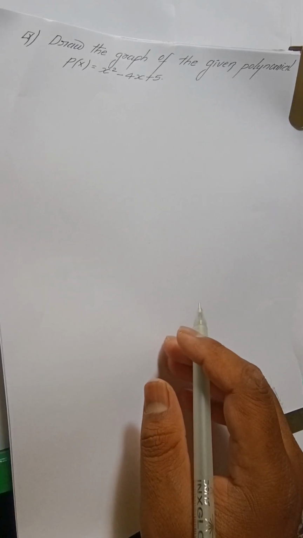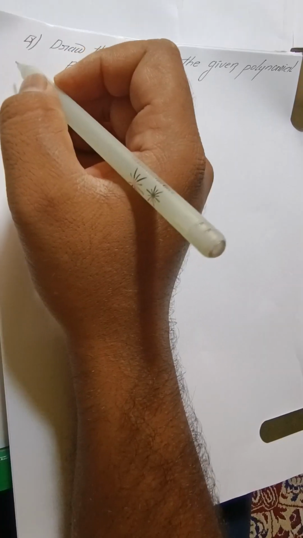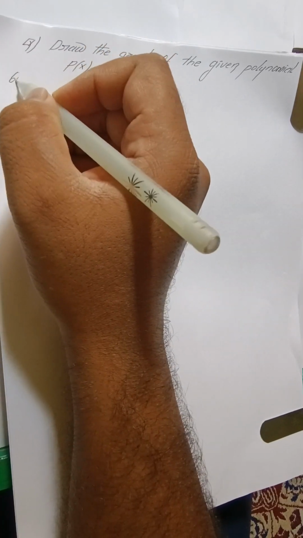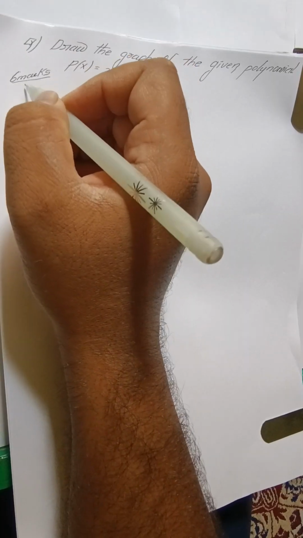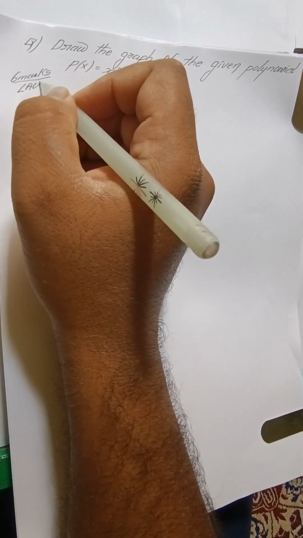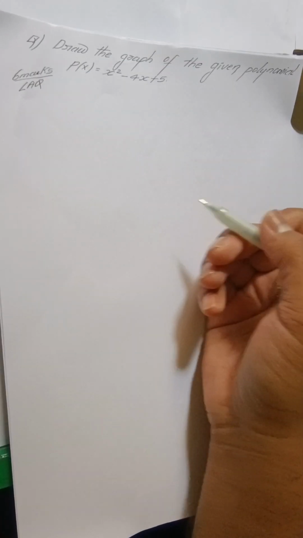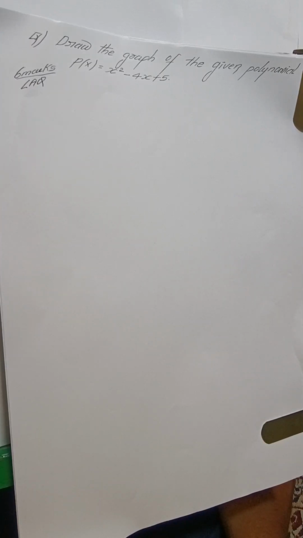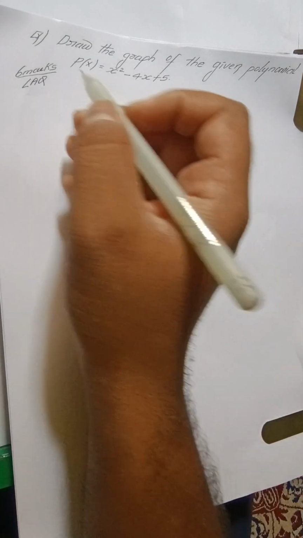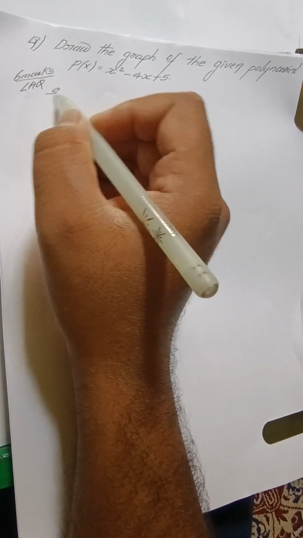Let's start a problem of polynomials. This kind of problem will most probably be asked for 6 marks in Section 3, that is in the LAQ, long answer question. Our question is: draw the graph of the given polynomial p of x is equal to x square minus 4x plus 5. First let us write the solution.